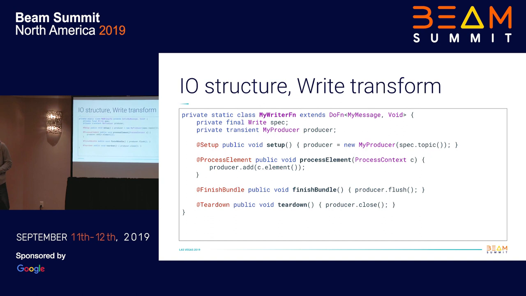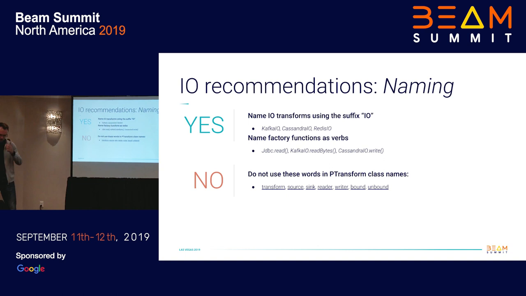Some recommendations for writing connectors. Naming is the most important thing. Normally just name your backend storage and add a suffix IO. This is how we call all our IO connectors. And just use verbs for factory functions like read, write, and so on. And don't use system words which Beam uses in different contexts, like transform or sink, to avoid confusion in this case.